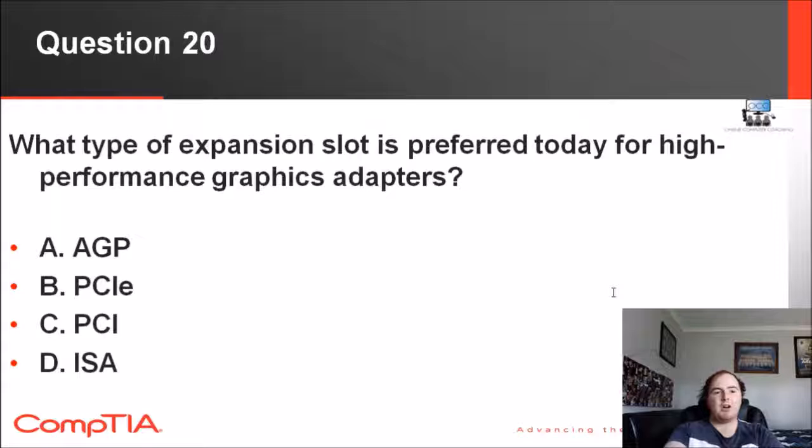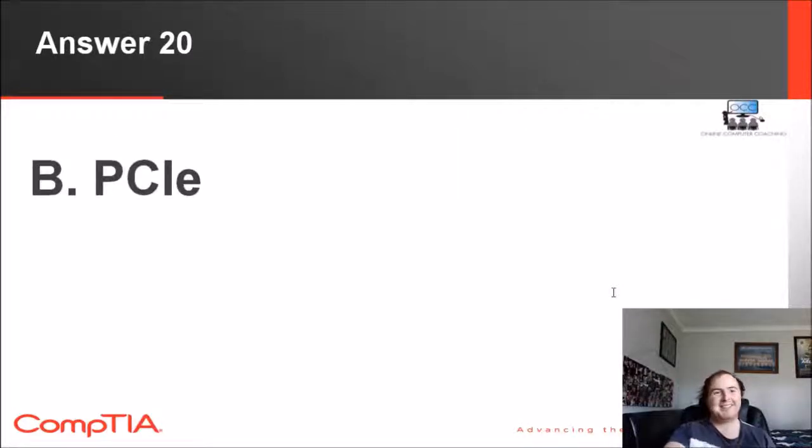Final question for the day, guys. We're here at last. What type of expansion slot is preferred today for high performance graphic adapters? AGP, PCIe, PCI, ISA. I feel like ISA is a structure. AGP is older. PCI is newer than AGP, but still older. And you got PCIe, which is the answer. I still remember getting a PCIe card in 2009, $100 for a graphics card, 1 gig. It's pretty good back in the day.